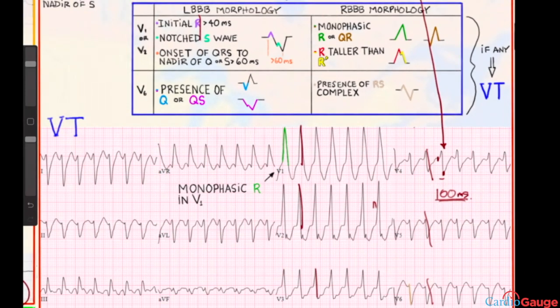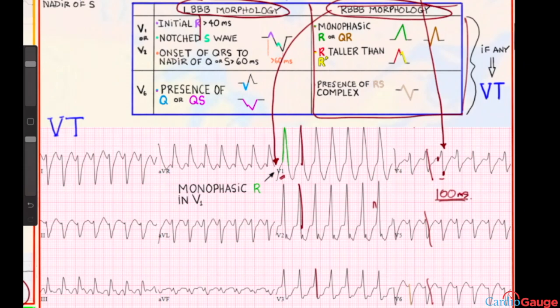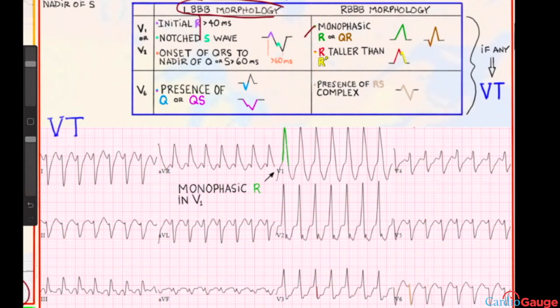So first, we're going to ask ourselves, do we have a left bundle morphology or a right bundle morphology? And I like to look at V1 for that. So in V1, it goes up mostly, so that's more of a right bundle branch block morphology than a left bundle branch block. So we're over here. So let's look here. Do we have a monophasic R or QR? And the answer is yes, we do. We have a monophasic R wave. Looks a lot like this.